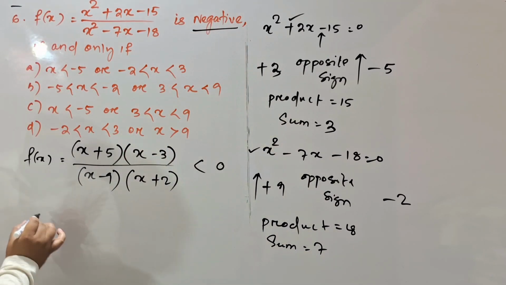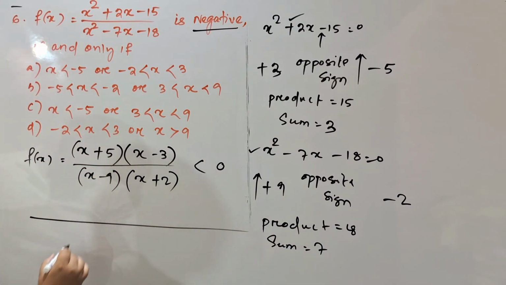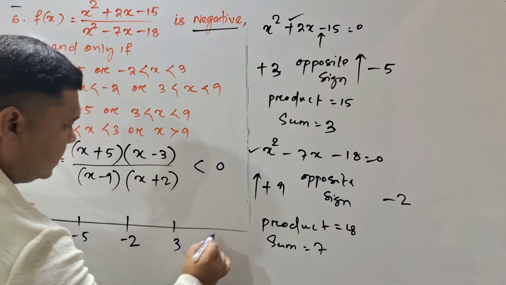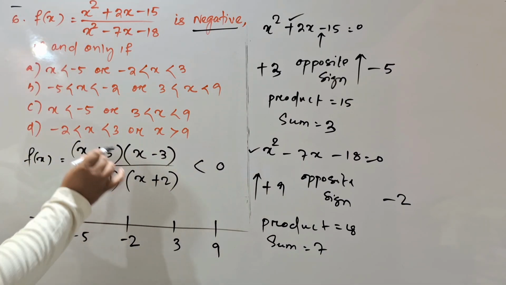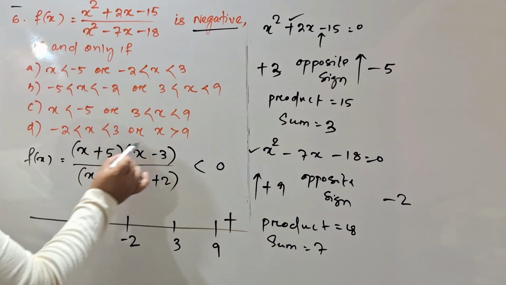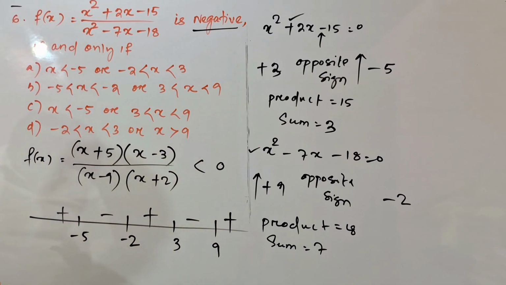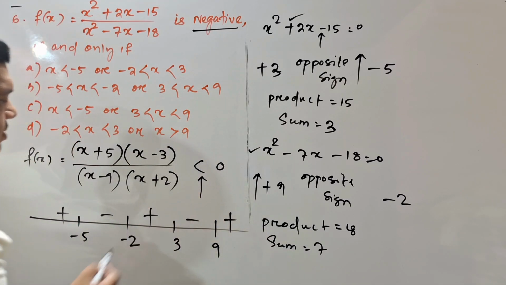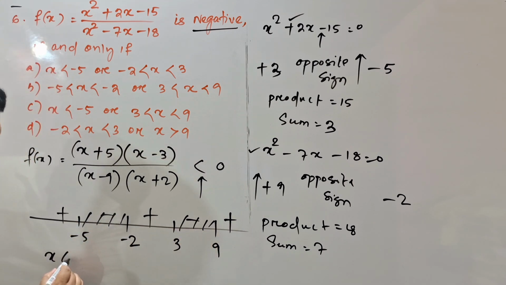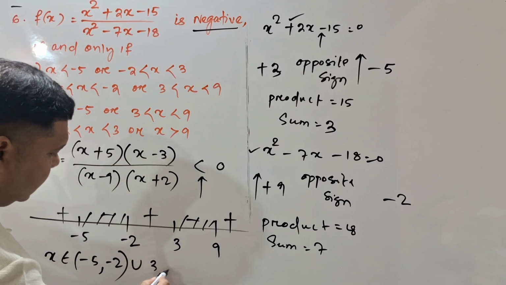Now how many critical points are there? Here you get 4 critical points: minus 5, minus 2, 3, and 9. Coefficient of x is positive, right side of inequality is 0, so the rightmost region is plus. Everywhere the power is odd, so the sign will change. No need to check one by one. Which region do I have to select? Negative region. Means this and this. So here x belongs to minus 5 to minus 2, open bracket, union 3 to 9.